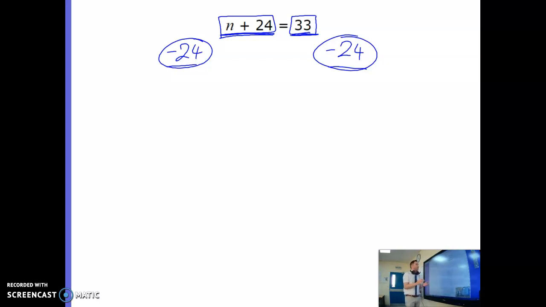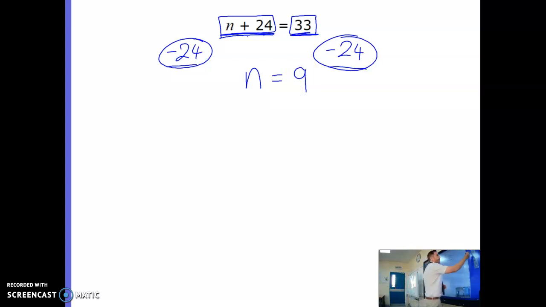So when I take away 24 from both sides, on this side, I've got n plus 24. I take away the 24, and I'm left with just n. On the other side, 33 minus 24 is 9. And there we go. n equals 9.